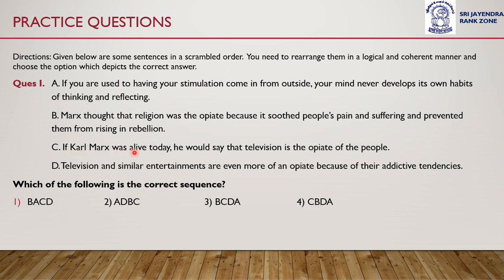If Karl Marx was alive today, he would say that television is the opiate of the people. Marx thought that religion was the opiate because it soothed people's pain and suffering and prevented them from rising in rebellion. Television and similar entertainments are even more of an opiate because of their addictive tendencies. If you are used to having your stimulation come in from outside, your mind never develops its own habits of thinking and reflecting.